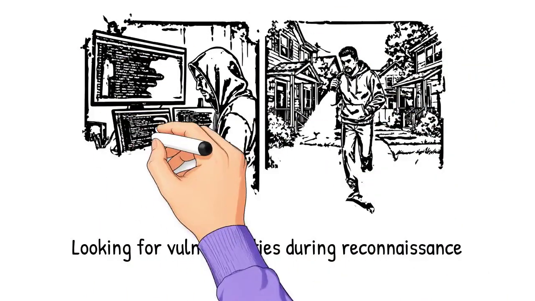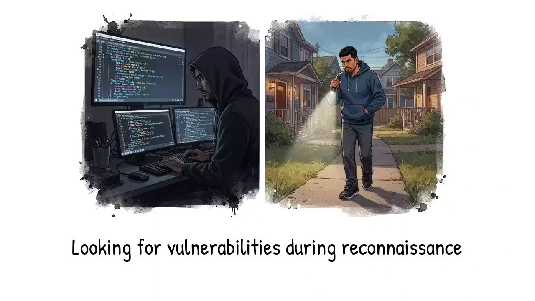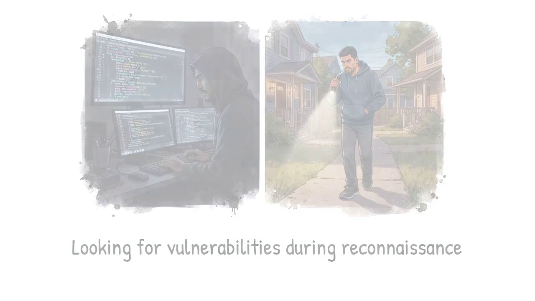To visualize this, imagine a burglar walking through a neighborhood at night, quietly checking which houses have open windows, which doors are unlocked, and which homes have no security cameras. They don't break in yet, they simply observe.